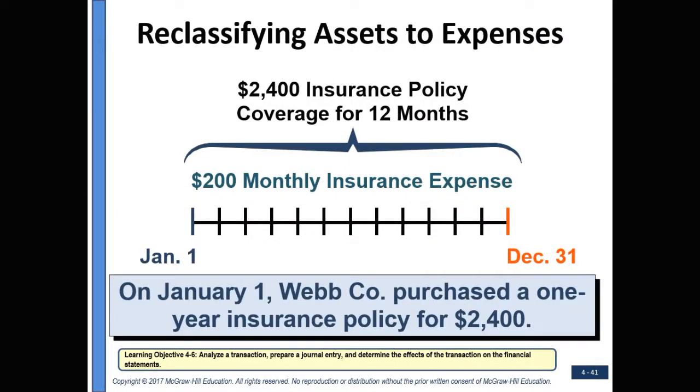On January 1st, Web Company paid $2,400 for an insurance policy with coverage for 12 months. This is actually a typical, normal thing that occurs. The insurance premium, because it covers 12 months, will be recognized as a $200 expense each month for the 12-month period.